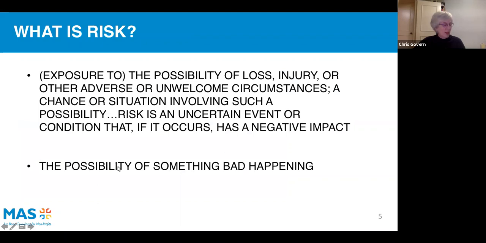So let's talk about what is risk. At the top there, you've got a dictionary definition of risk. But really, it's a very simple concept. Risk is the possibility of something bad happening. And today, we're going to look at risk management from an organizational perspective.